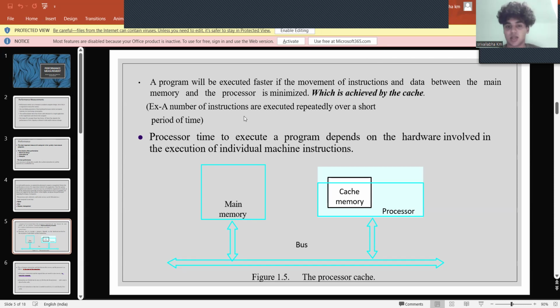A number of instructions are executed repeatedly over a short period of time. As you know, the processor time to execute a program depends on the hardware involved in the execution of individual machine instructions.